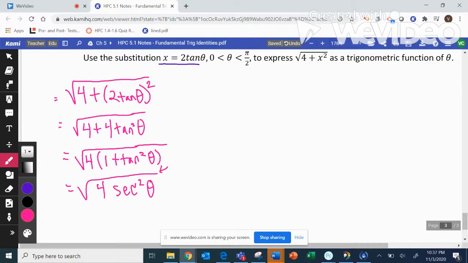Now, I was working this in this direction so that I can use my square root. I need perfect squares to take the square root of. So at this point, I have the square root of 4 and the square root of secant squared theta, which is going to be 2 secant theta.